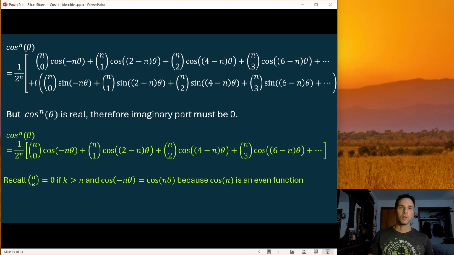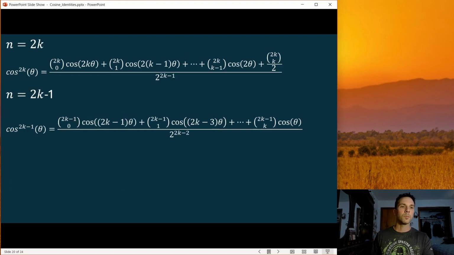And please recall that if we have k greater than n in n choose k, with integers (I should have put on there that they have to be integers), it's going to be 0. What that means is, in my cosine to the n power identity, once k is greater than n, all those terms zero out. Again, assuming that you have an integer power.